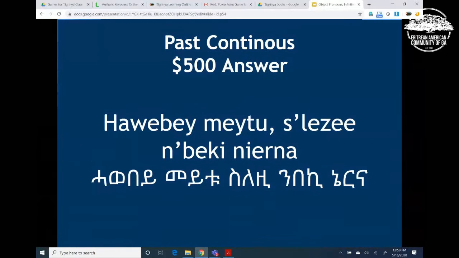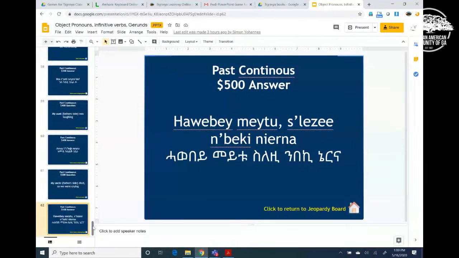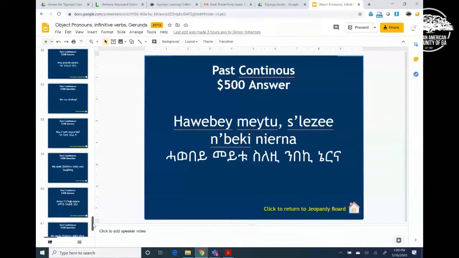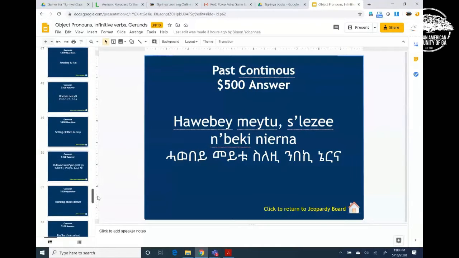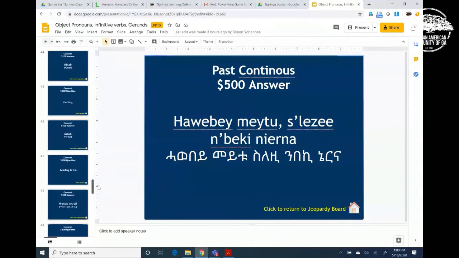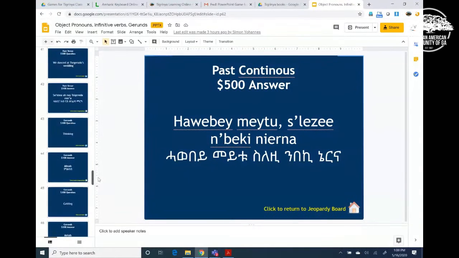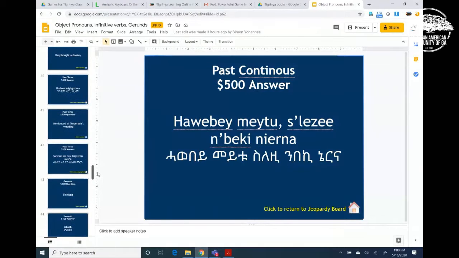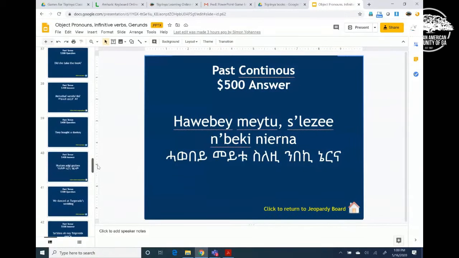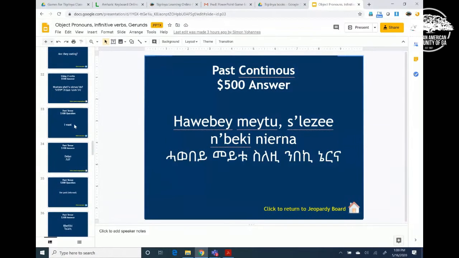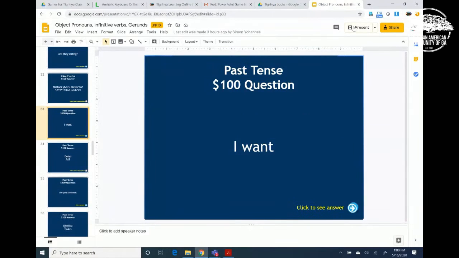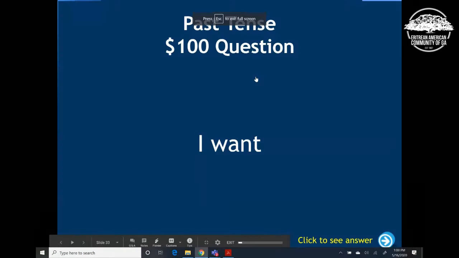Now we'll go on to, I think that was it for today, for the review. So we went over past continuous, we did gerunds, and I think last week we already did the past tense. So actually, we didn't do this. Sorry, I forgot to go over past tense. So we'll go over past tense really quick.